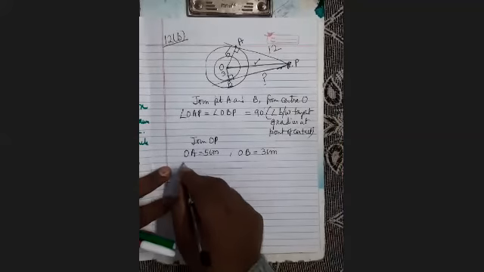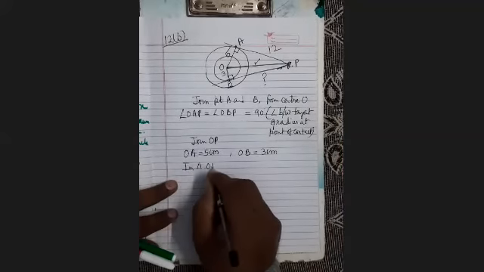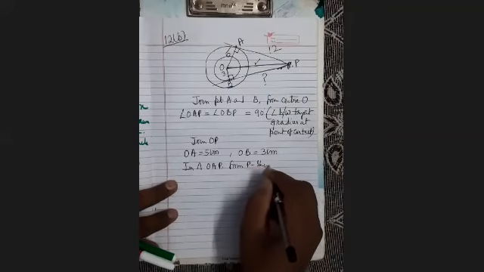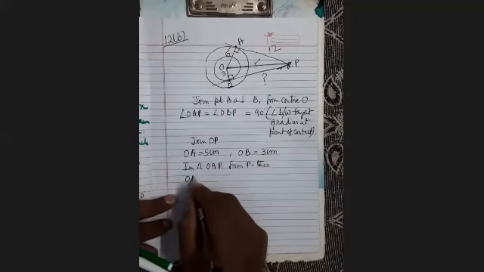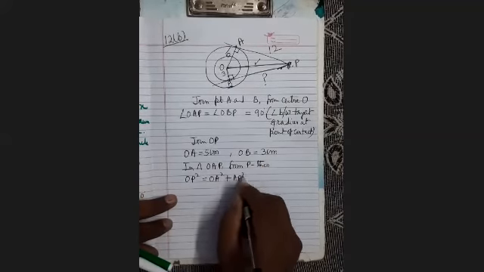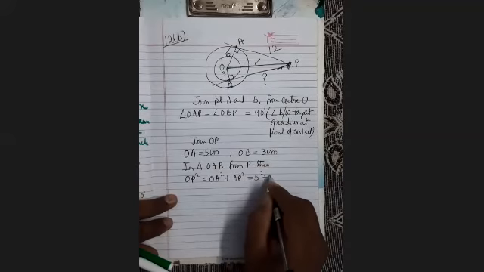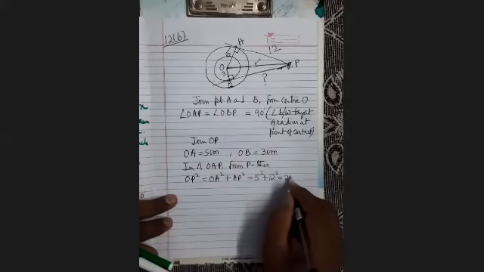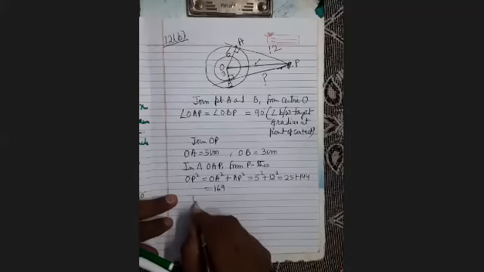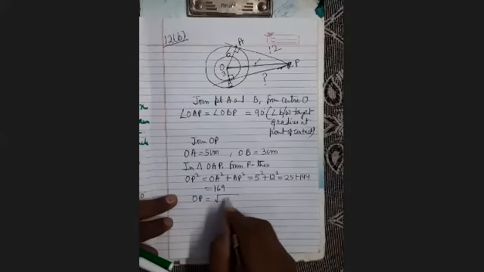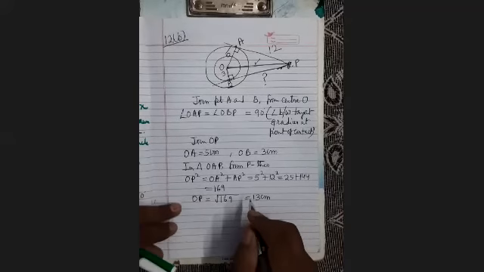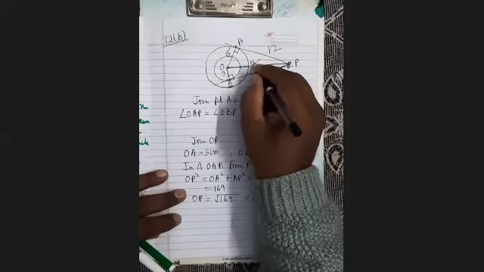So see here, in triangle OAP, OP square equals 25 plus 144, that is 169. So OP equals 13.